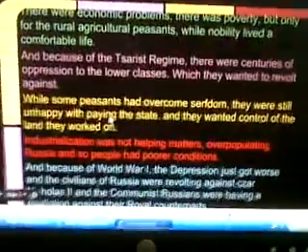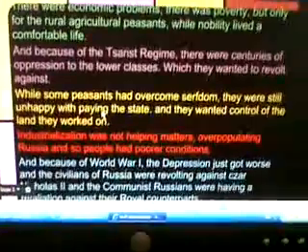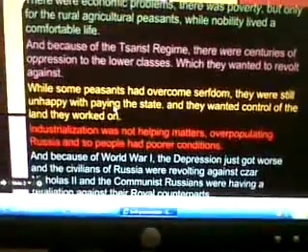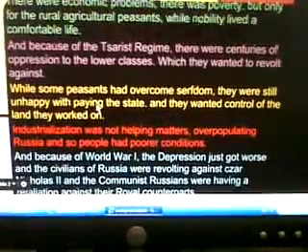There were economic problems, there was poverty, but only for the rural agricultural peasants, while nobility lived a comfortable life. And because of the Tsarist regime, there were centuries of oppression of the lower classes, which they wanted to revolt against. While some peasants had overcome serfdom, they were still unhappy with paying the state, and they wanted control of the land they worked on.